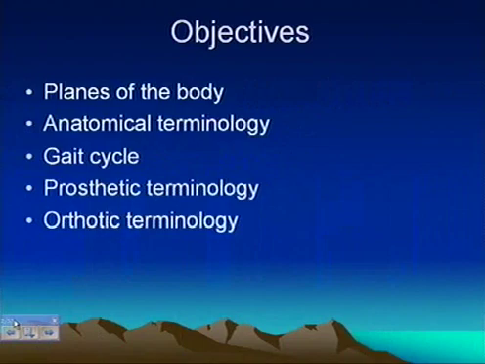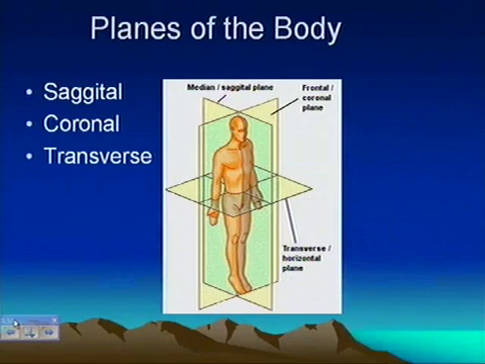We are going to cover planes of the body, anatomical terminology, the gait cycle, prosthetic terminology, and orthotic terminology. We're going to start with the planes of the body. It's important when working and talking about the body that we are able to describe different locations, different orientations, and everybody in the medical field uses the same language for this. So the terminologies that we're going to learn about today are some of the planes of the body.